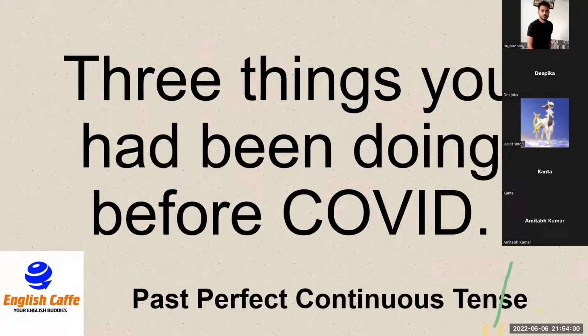Take a look at this question. It says three things you had been doing before COVID, which means three such things that you had been doing continuously until COVID. And you can tell me kab se kar rahe the, phir COVID aaya hoga to aapne band kar diya hoga. Please tell me.